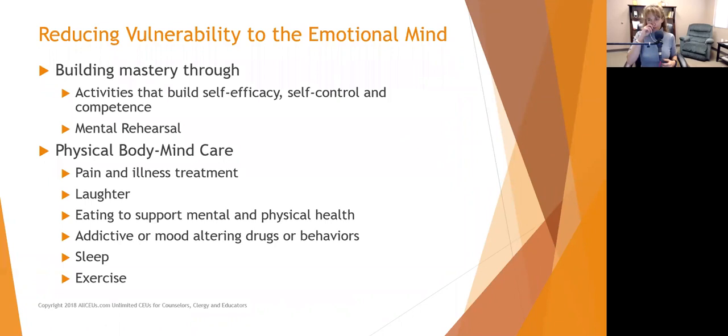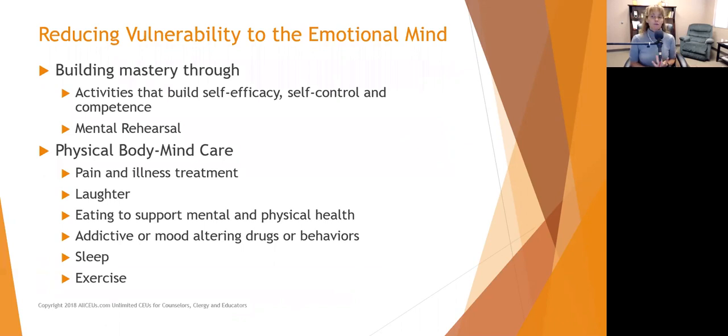Physical body-mind care, making sure that they're taking care of pain and illness. Pain and illness themselves can make us more vulnerable, but medications for pain and illness can also make us more vulnerable. Laughter is so important. It releases endorphins, and it actually helps us release stress, especially good belly laughs. And good belly laughs also get oxygen going through the body, which helps improve cognitive functioning and alertness and relieves fatigue. So laughter is good, even if you're laughing at yourself.